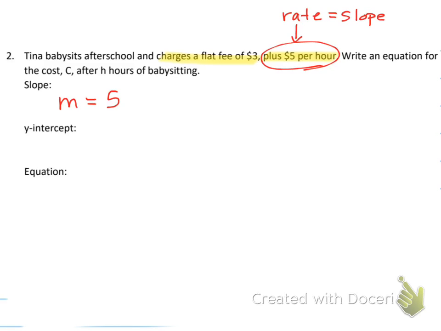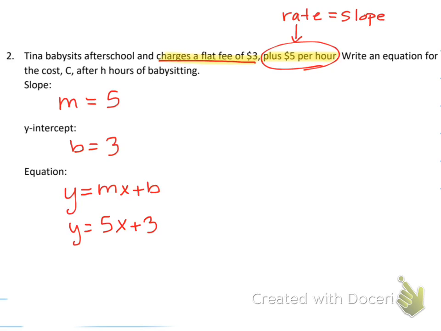The y-intercept is going to be the initial charge, and here she says she charges a flat fee of $3. So our y-intercept, or our b, is going to be 3. So let's write our equation in slope-intercept form. So we got y equals mx plus b. Our m is 5 and our b is 3, right?